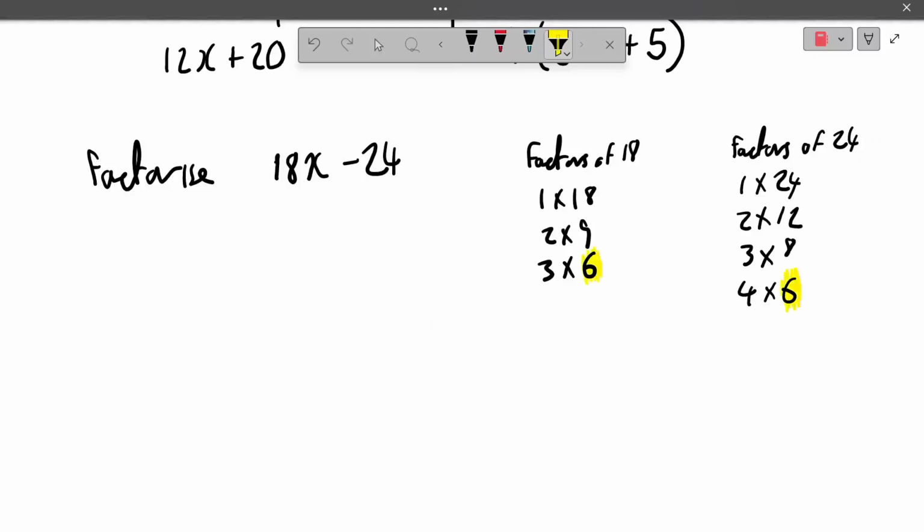And again, you don't really need to write them out if you can go, actually, I look at these numbers, and I know they both divide by 6. And that's the highest I can go. So I'm going to do 6, bracket, 18 divided by 6 is 3, which is also our other number left in our factor pairs. And then we have an x, and this time it's a minus, and then 24 divided by 6 is 4.